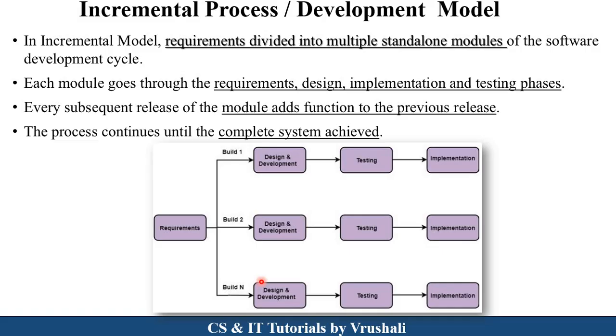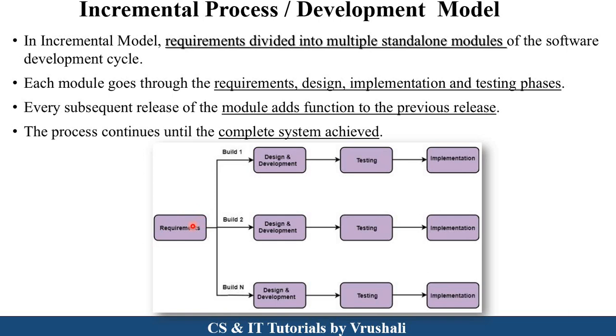Let's see the example. Suppose there is a college management system. In the college management system, there are different modules like HOD module, teacher module, student module. In the teacher module, again they divide it into the attendance module, then class test module and student feedback module, in this way, right? So in the incremental process model, first there is a product manager.